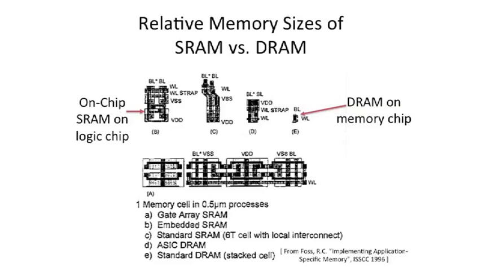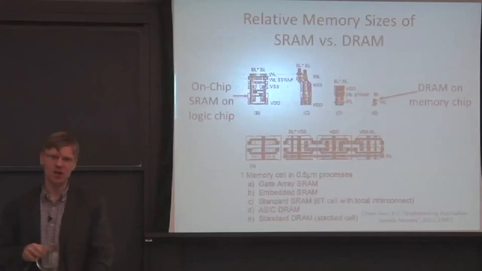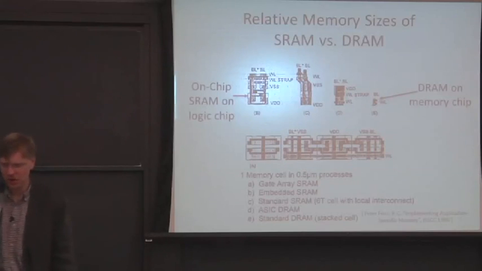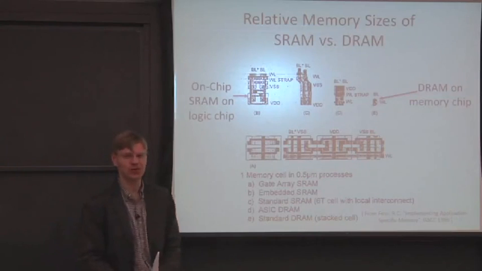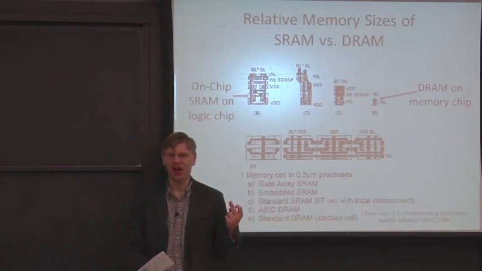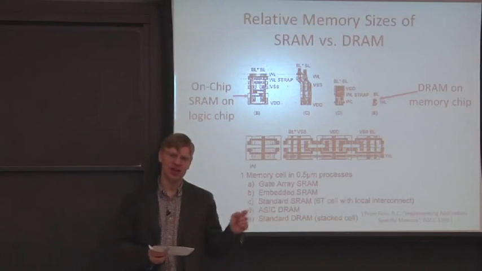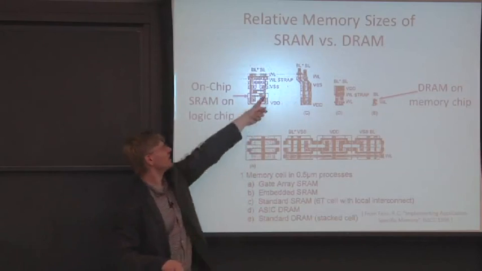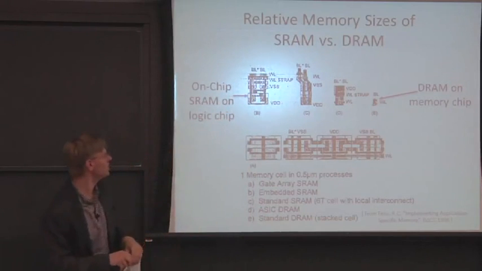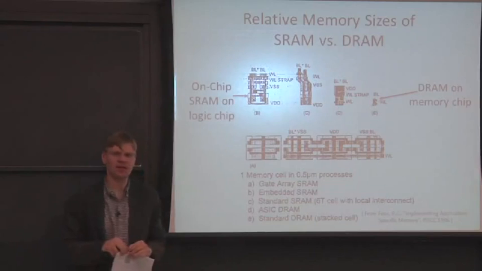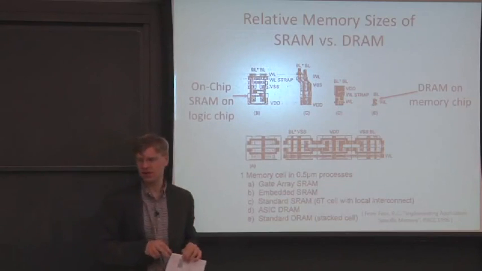Okay, so I like this diagram, and this is one of the more key diagrams in today's lecture. It shows the relative sizes of SRAM versus DRAM, and different types of SRAM versus DRAM. So let's start off here with an SRAM cell built out of logic, on a logic process or logic CMOS technology. That's this one here. This looks to be 6 transistors, so sort of optimized SRAM on a logic process.